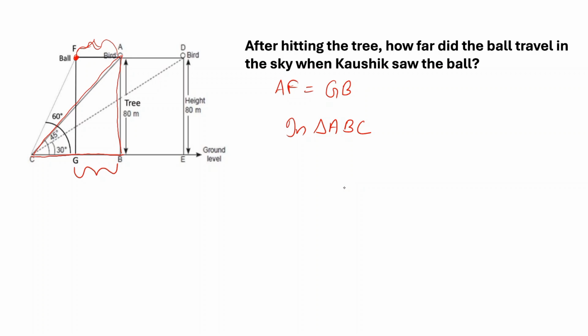Okay, BC we already know. So no need to do that again. If you want to do it, it's for 2 marks. If you have enough time, you can show it again. But here I'm writing BC equals 80 meter itself.